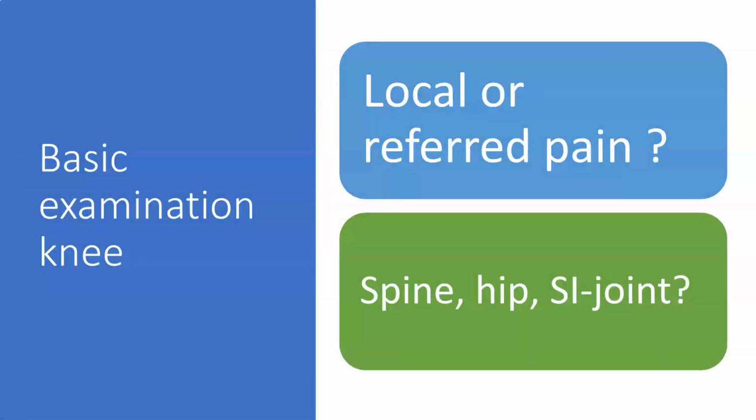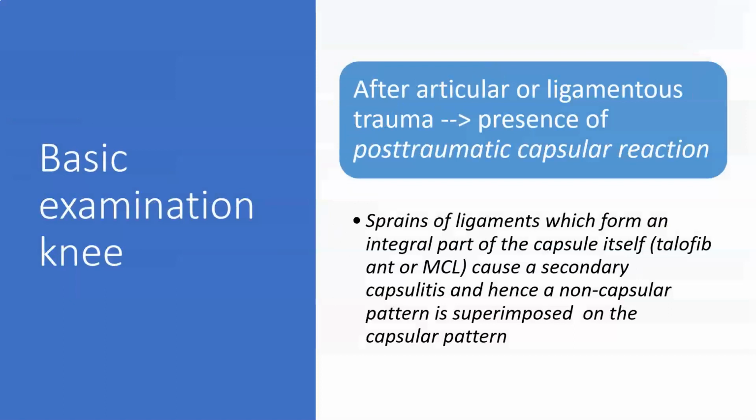Before we really examine the knee, question number one is always: is that knee pain coming from a local problem or is it referred? Let's imagine that a patient has anterior knee pain. In that case, it could be referred from the spine or from the hip. If the patient has posterior knee pain, it could also come from the spine, but it can also come from the sacroiliac joint. So the history will put you in the right direction.